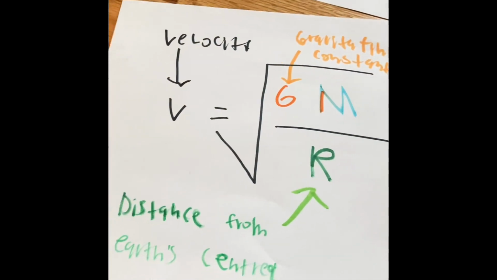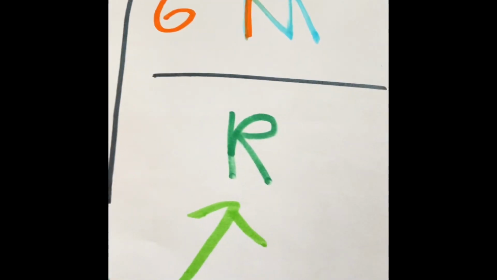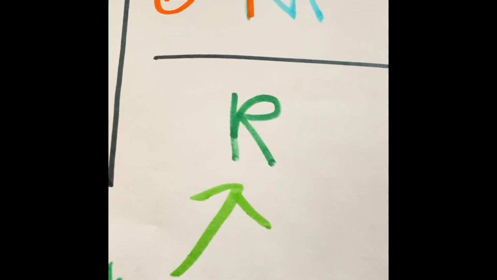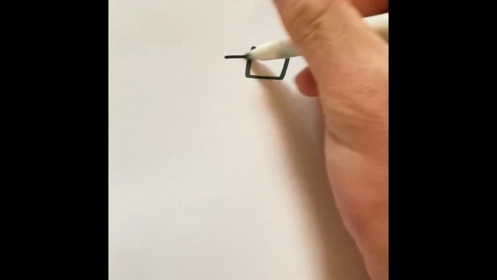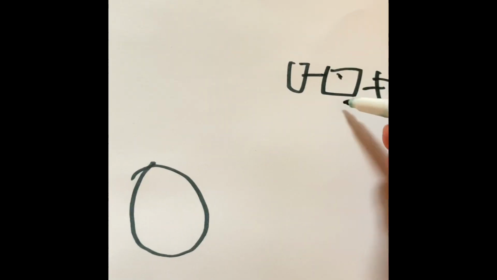Now let's explain the distance from the Earth's center. But why is it represented by the letter R? Why can't we use the letter D? Here's why. If you have a space station right here, and you have the planet Earth right here, that space station and Earth are going to be apart from each other.